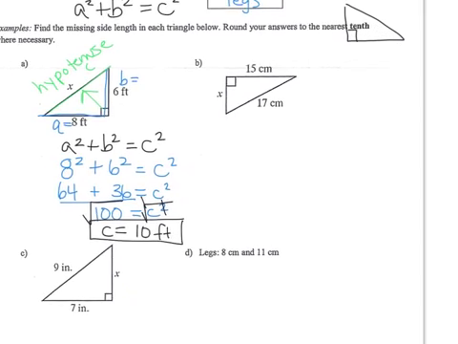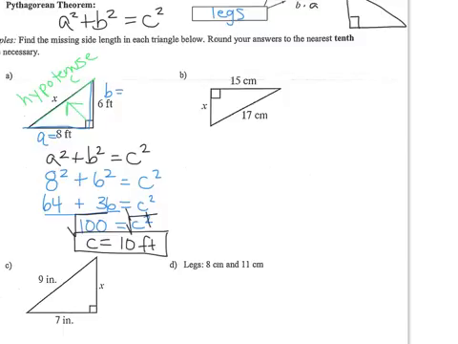Okay, letter B. So it's a right triangle because it has a right angle. And I'm going to label the legs. So the legs make the 90. So A equals 15, B equals X, and C is the hypotenuse because it's the longest side. So I'm going to write the formula. The Pythagorean theorem is A squared plus B squared equals C squared. 15 squared plus X squared equals the hypotenuse squared.